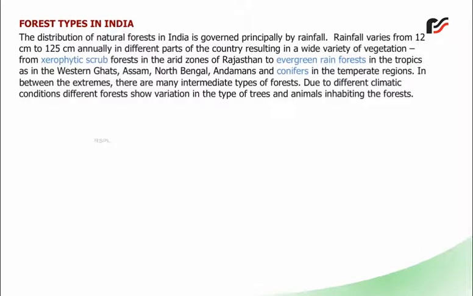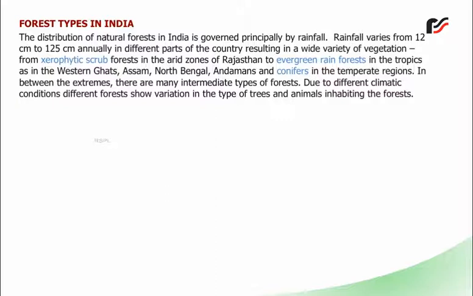Forest types in India. The distribution of natural forests in India is governed principally by rainfall. Rainfall varies from 12 cm to 125 cm annually in different parts of the country, resulting in a wide variety of vegetation, from xerophytic scrub forests in the arid zones of Rajasthan to evergreen rainforests in the tropics as in the Western Ghats, Assam, North Bengal, Andamans, and conifers in the temperate regions. In between the extremes, there are many intermediate types of forest.